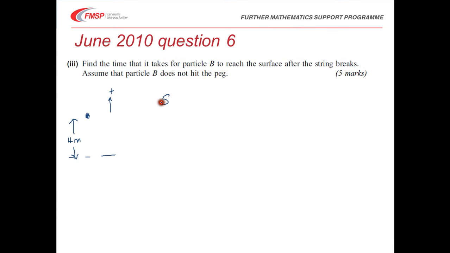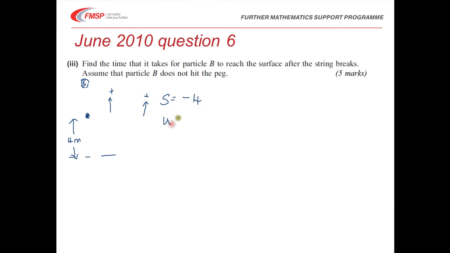So that means that it's going to travel up here somewhere is the peg that we had. So it's going to travel up. It doesn't hit the peg, so it doesn't get as far as the peg. And then it's going to come back down. So on the basis that it's travelling upwards, I'm going to take upwards to be positive, which means that S will be -4.